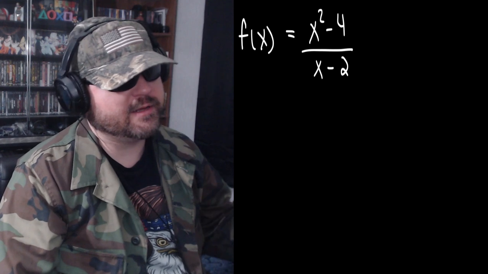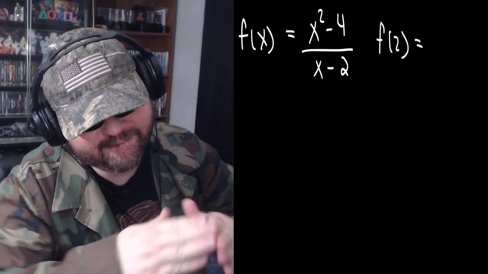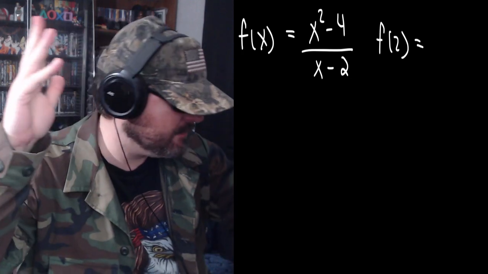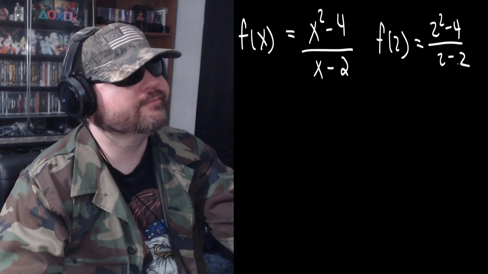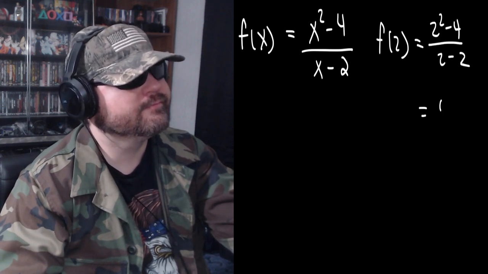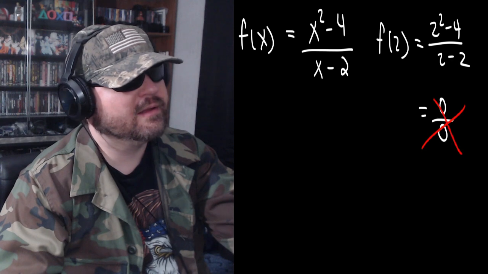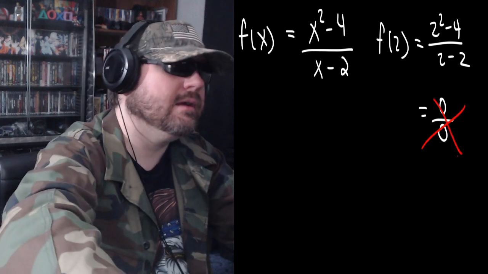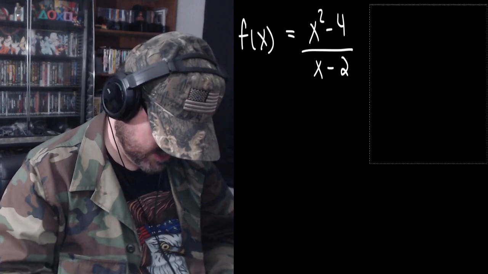Can we evaluate the function at x equals 2? I'm too tired. Well, let's find out. So if we plug in 2, 2 squared is 4, 4 minus 4 is 0, and 0 over 0, what is that? Well, we can't figure this out, so that's indeterminate. Therefore, we can't evaluate the function. I don't know, man.